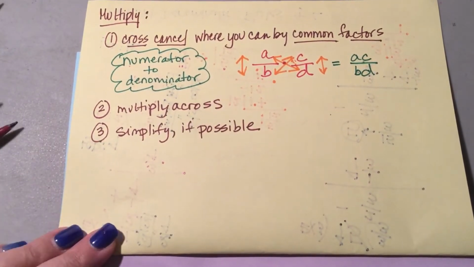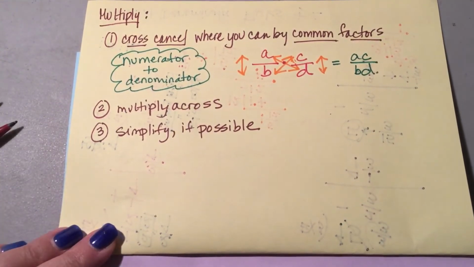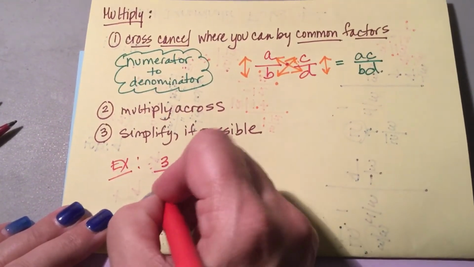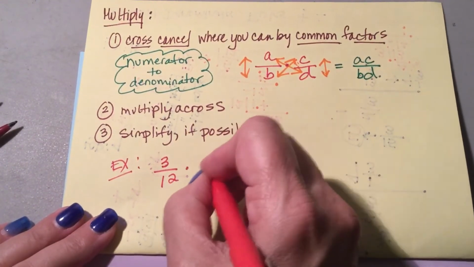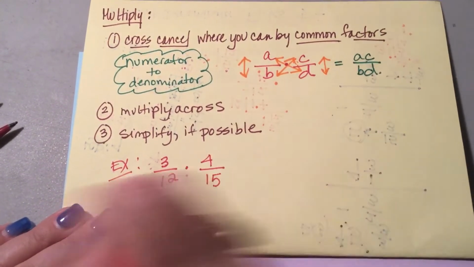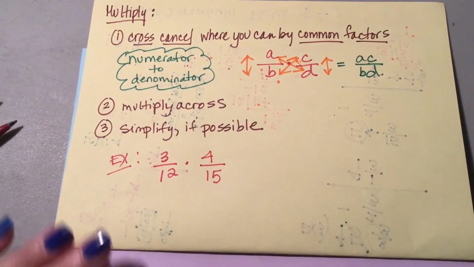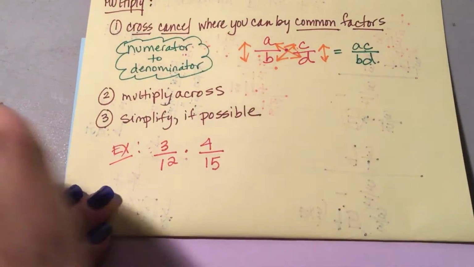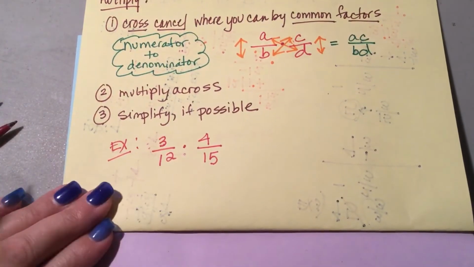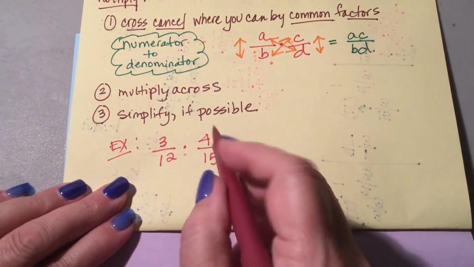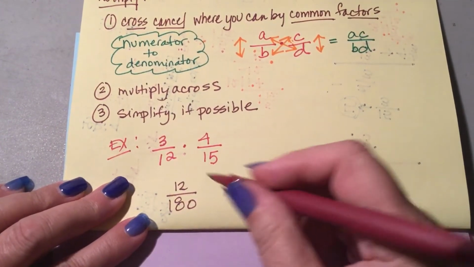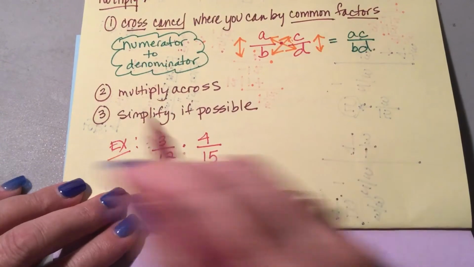So what we're going to do is one example only: 3 divided by 12 times 4 divided by 15. Now, if you don't cross cancel, what happens? If you don't cross cancel, this is what happens. You multiply straight across. 3 times 4 is 12, and 12 times 15 is 180. And you're going to do a lot of simplifying. This is just way too much work.